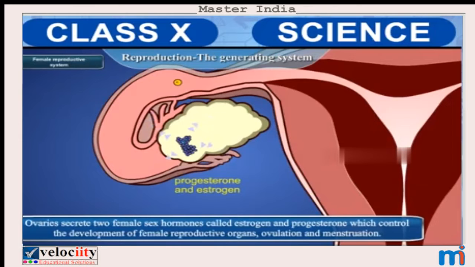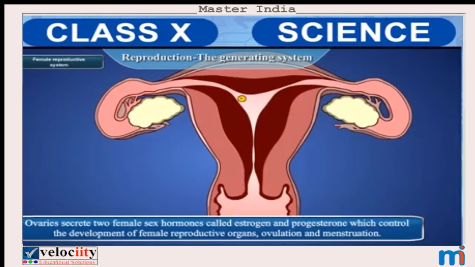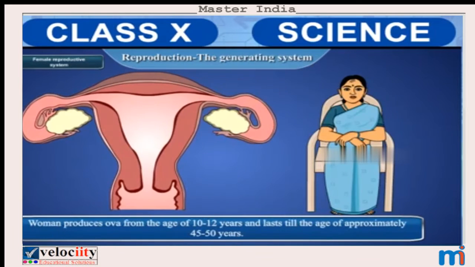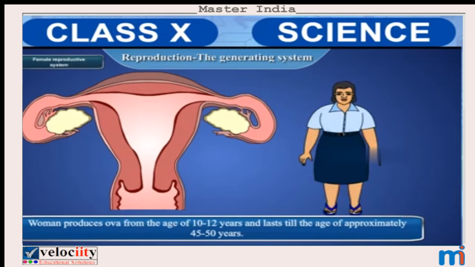Ovaries secrete two female sex hormones called estrogen and progesterone, which control the development of female reproductive organs, ovulation and menstruation. Women produce ova from the age of 10 to 12 years, and this lasts till the age of approximately 45 to 50 years.